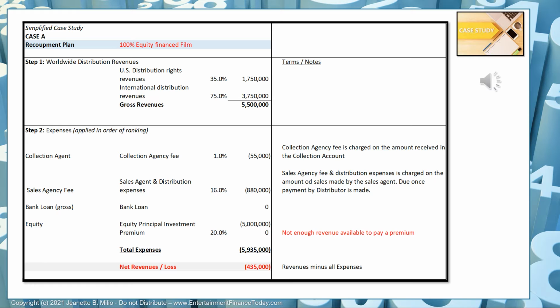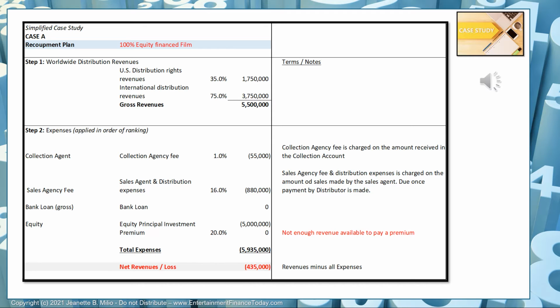But now we have to pay some people, because there are people involved in getting the movie made and getting revenues generated. First of all, there is a collection agent, a neutral escrow agent, if you will, who is put in place to make sure that all the distributors pay into one account that the collection agent manages. The collection agent will hold the money that the distributors are paying for distribution fees, and that money will then be used to pay for expenses, right?